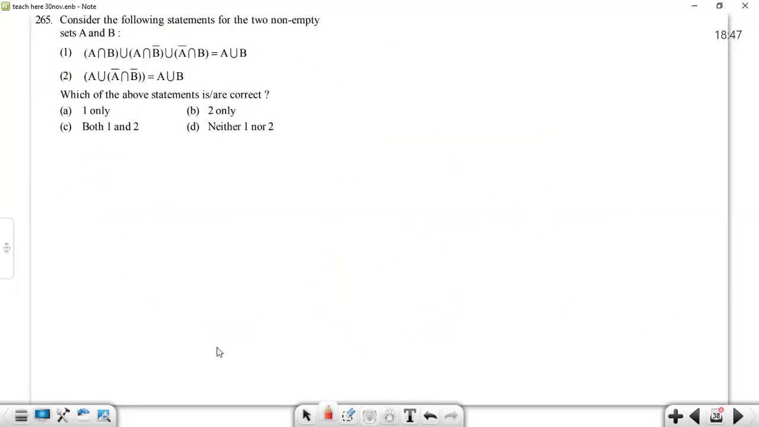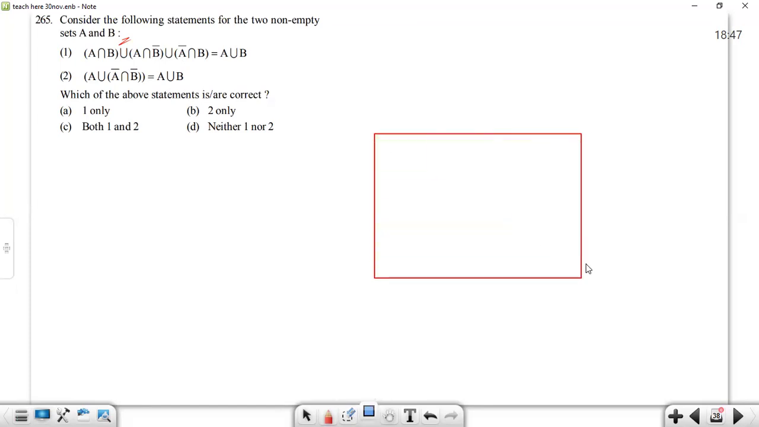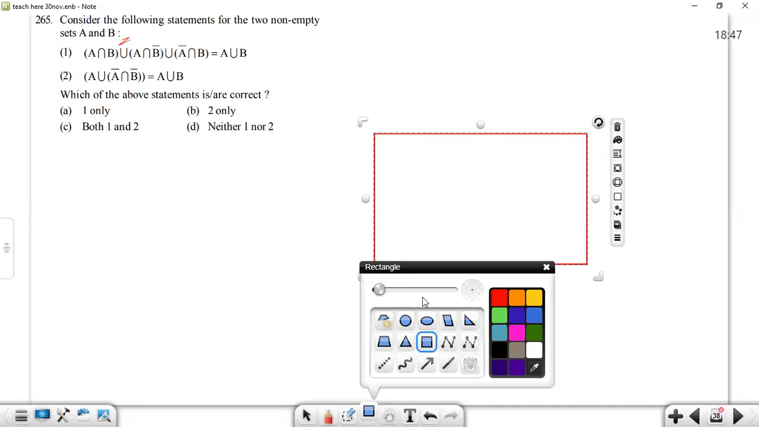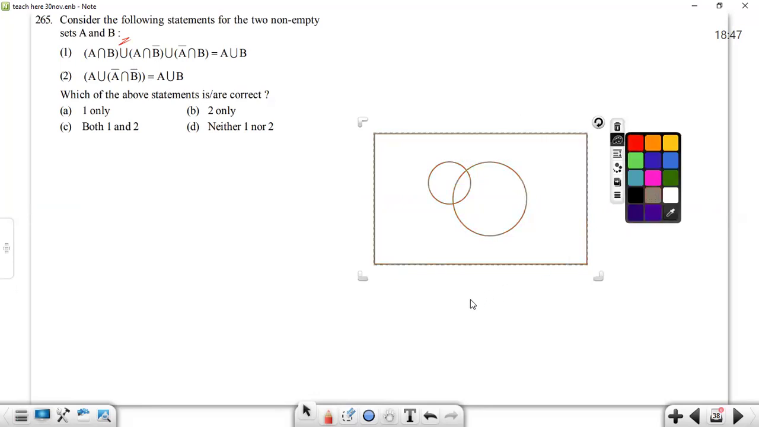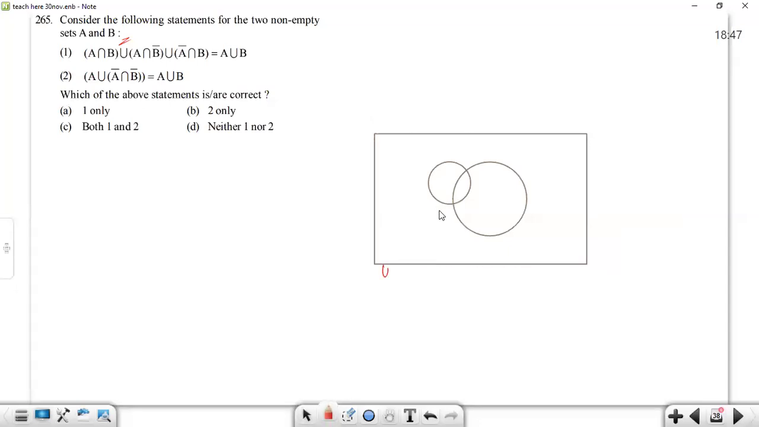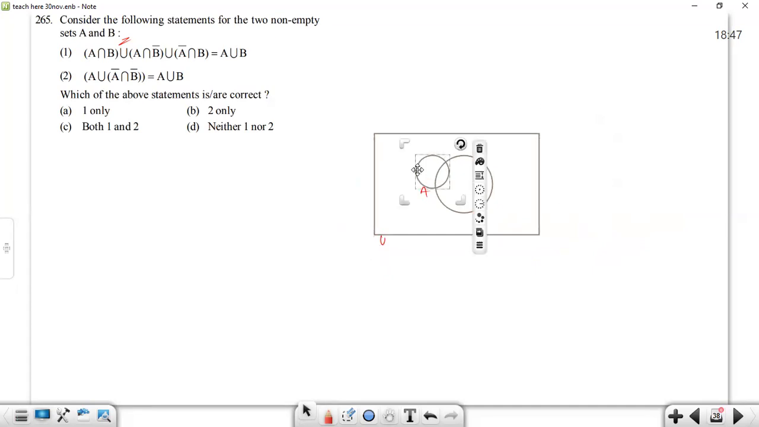So coming to the next question: consider the following statements for the two non-empty sets A and B. Non-empty sets A and B. Okay, so let's draw a figure first. Set A and set B, this is the universal set of both. Okay. So this is the universal set, this is A set, this is B set. And now this particular drawing has to be used again and again.